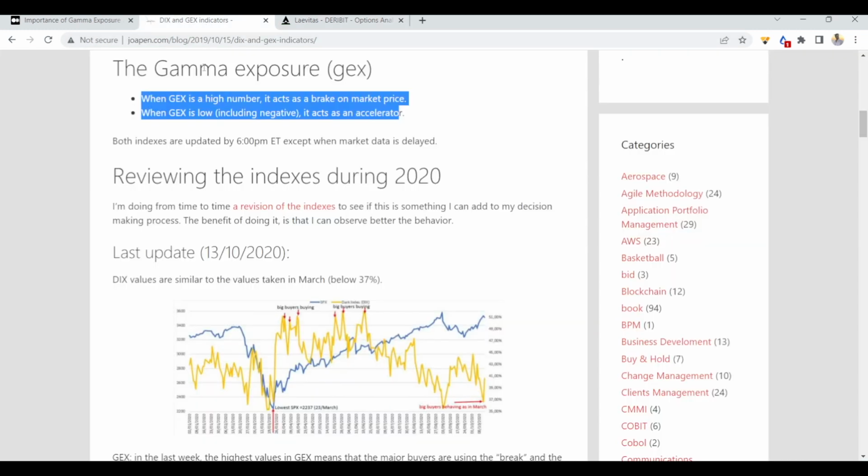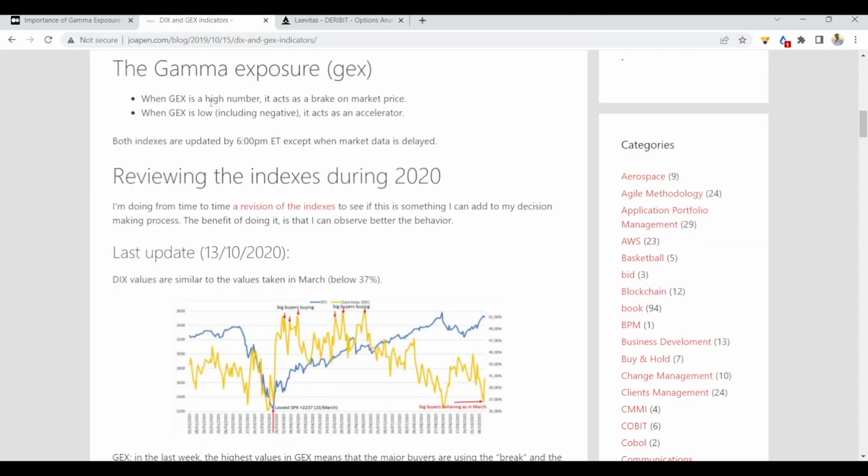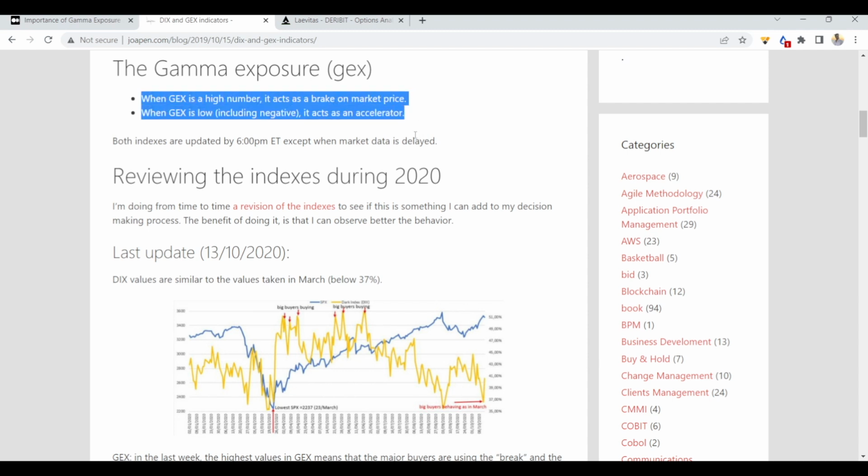So the most important part of this is this right here. When this value is a high number, it acts as a brake on market price. When this value is a low number, it acts as an accelerator to the market price. And why this happens is very important. This happens because of option dealers who are hedging their gamma as the underlying price moves.